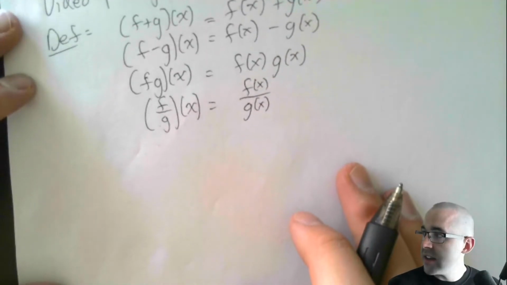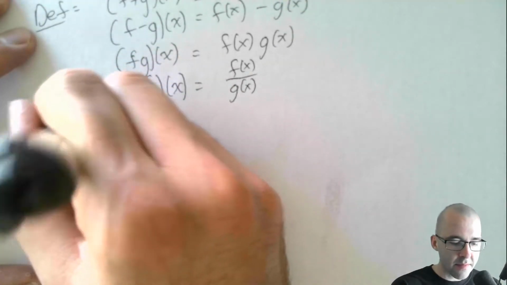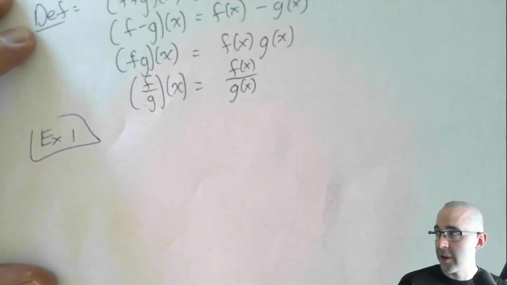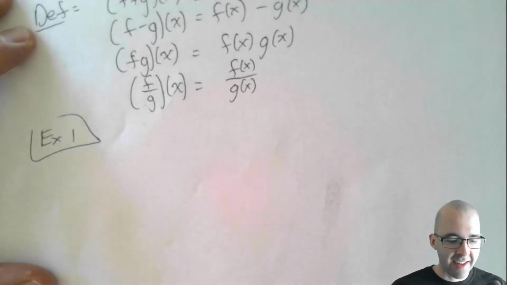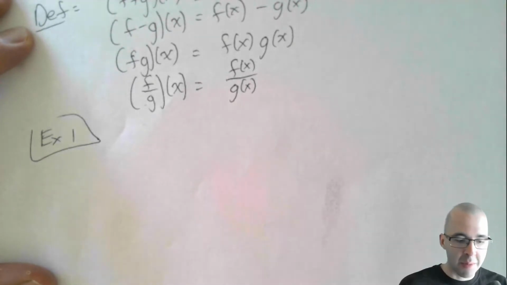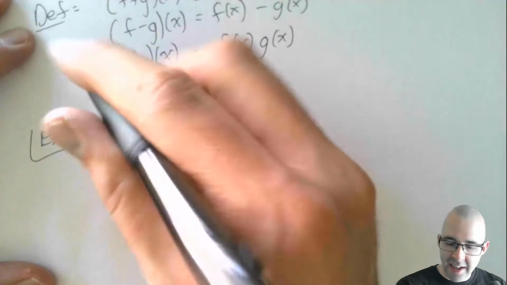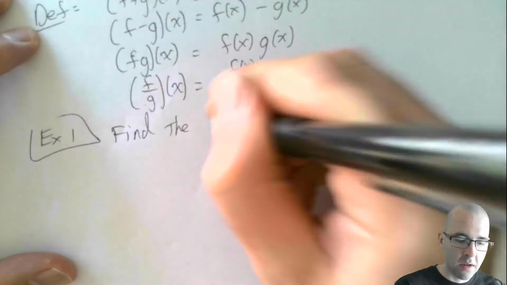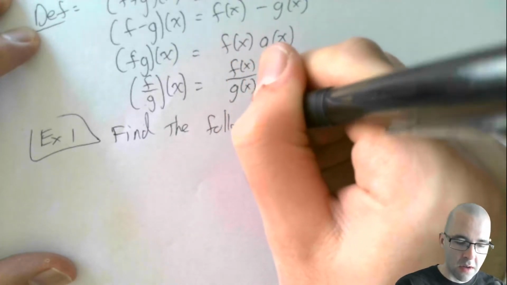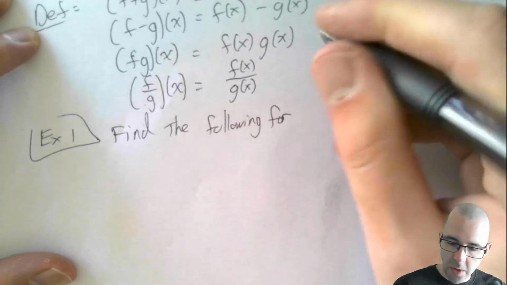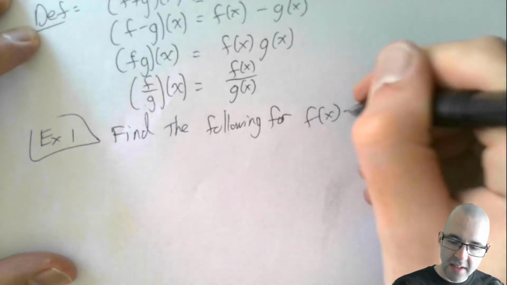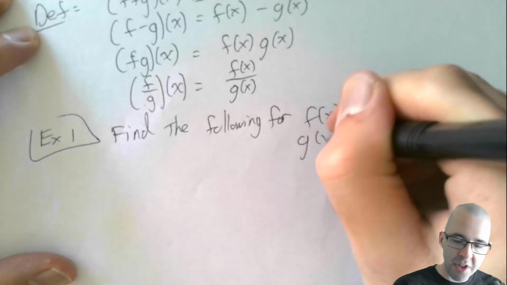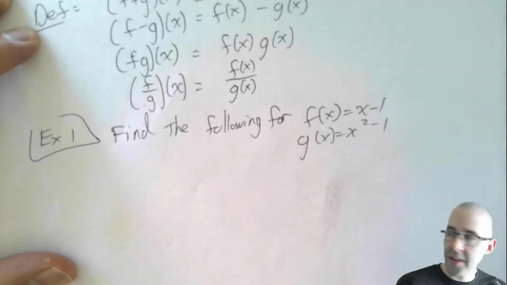Let's actually compute some of these things. Example 1. This microphone is right in my face. I can't see anything, I can only see the microphone, so I'm just writing blind. Wish me luck. Example 1, find the following, for f of x equals x minus 1 and g of x equals x squared minus 1.